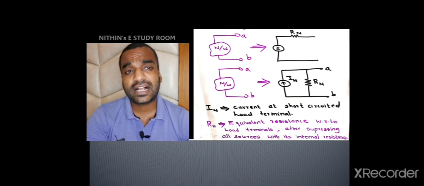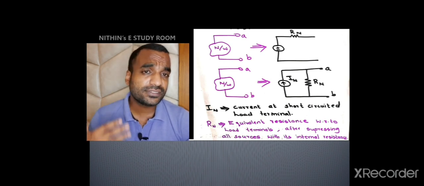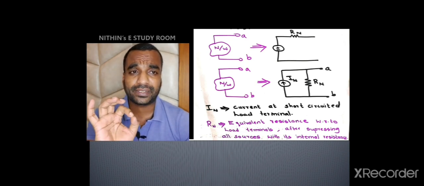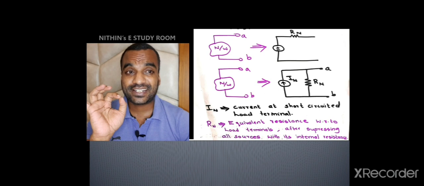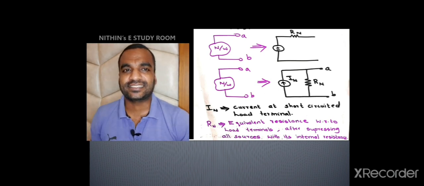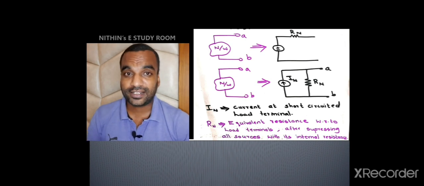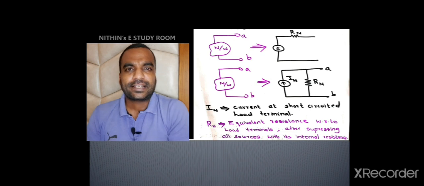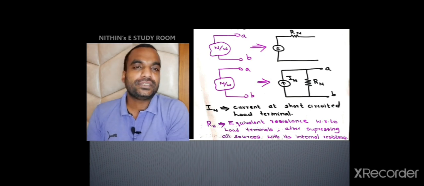And what is RN? RN is Norton's equivalent resistance with respect to load terminals after suppressing all sources with its internal resistance. This is very common for you, because in the last class also we discussed this thing, and in that class the name was not RN, the name was RTH, R Thevenin. So both the things are same, the procedures are same.